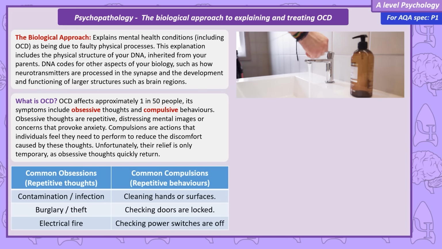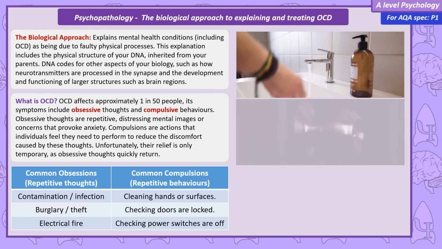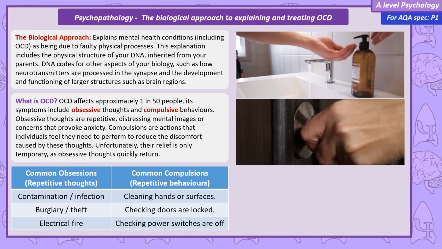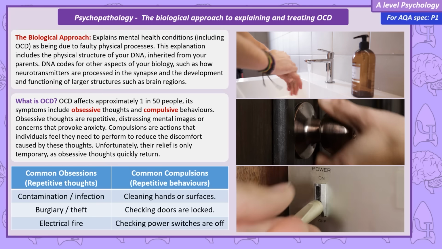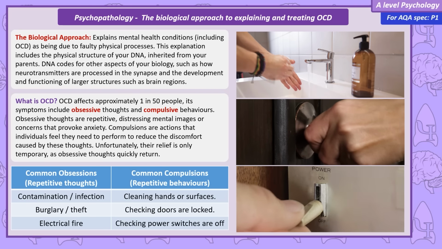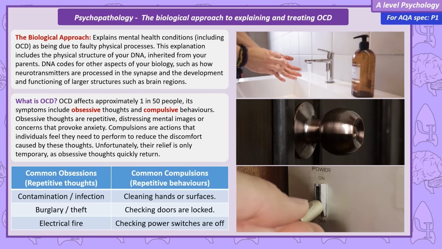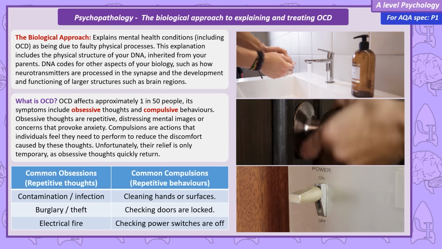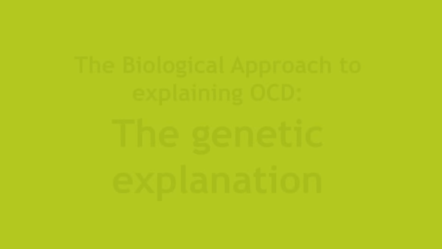Obsessions around dirt and contagion are common, leading to repetitive cleaning. There are obsessions about burglary, leading to repetitive checking of locks. And there are obsessions about causing a fire, leading to repetitive checking of power switches. These are just some of the more common symptoms, but there are many, many other obsessions and compulsions.